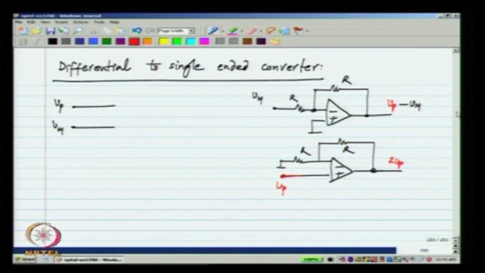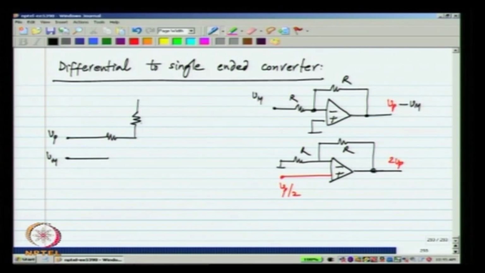Now, if you want a smaller voltage, that is quite easy. What I have to do is not apply Vp here, but apply Vp by 2. So, how do I get Vp by 2 from Vp? Easiest thing in the world, I just use a resistive divider. And I combine the operation of these two circuits.